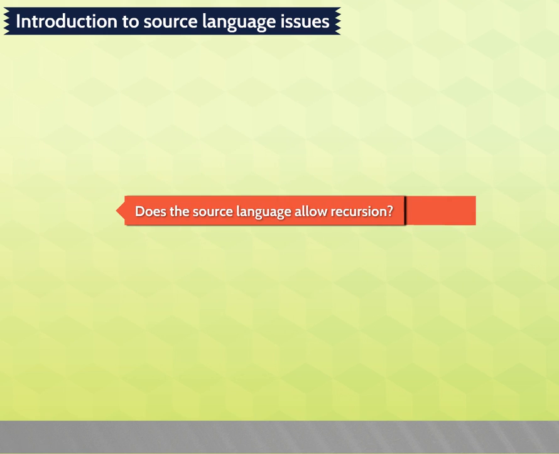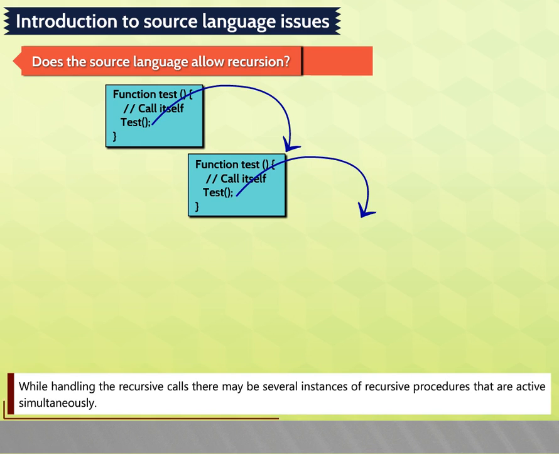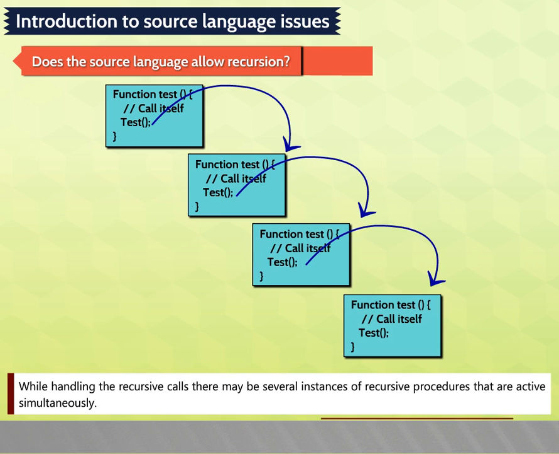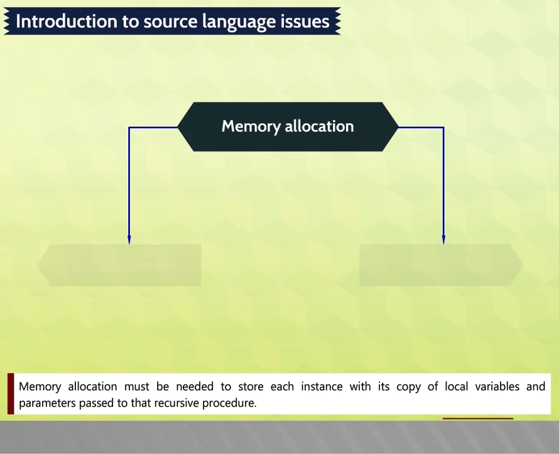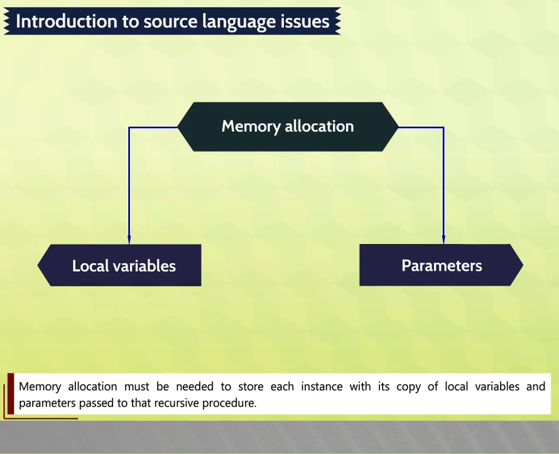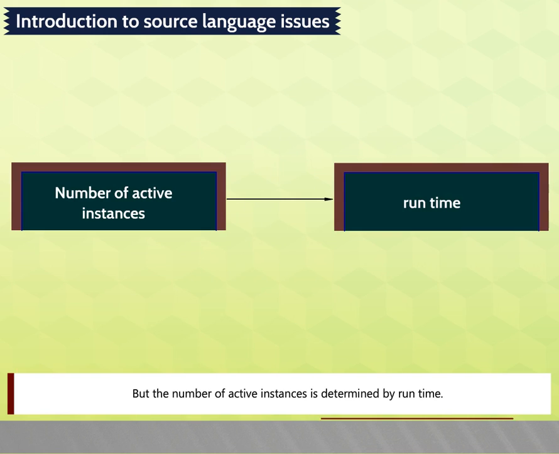Does the source language allow recursion? While handling recursive calls, there may be several instances of recursive procedures that are active simultaneously. Memory allocation is needed to store each instance with its copy of local variables and parameters passed to that recursive procedure. But the number of active instances is determined at runtime.